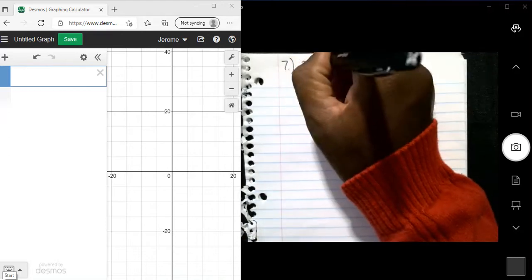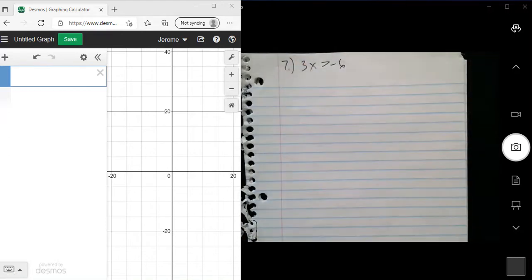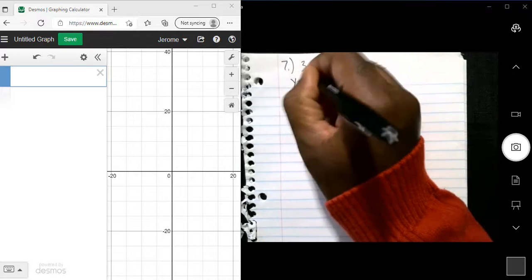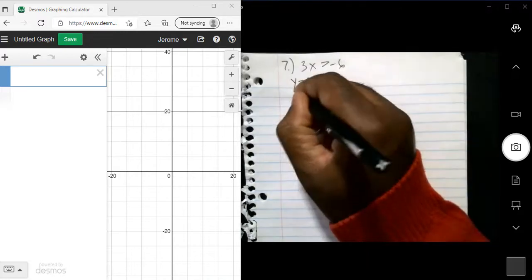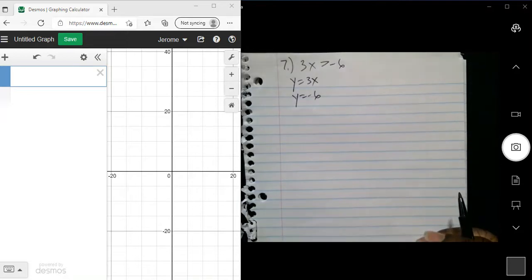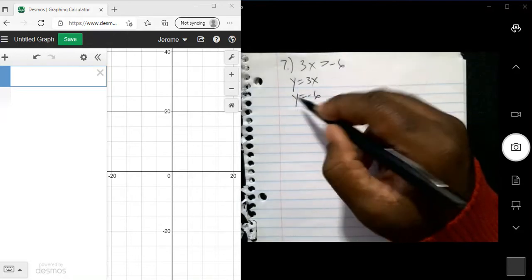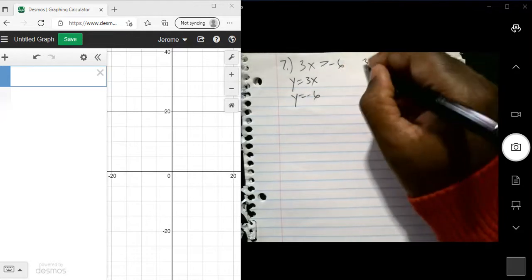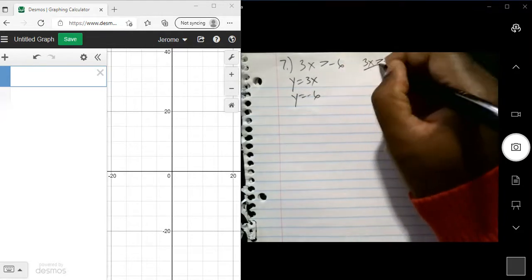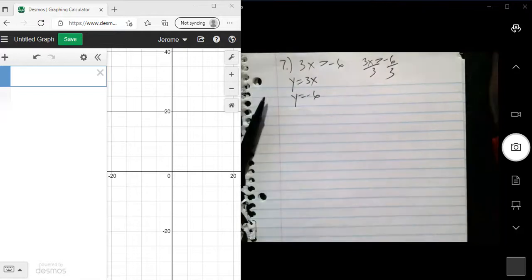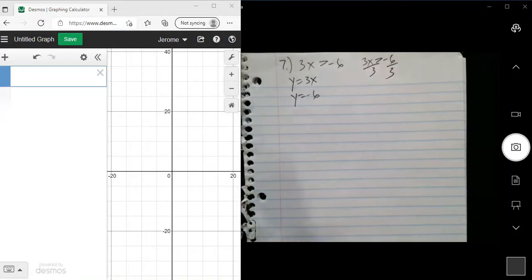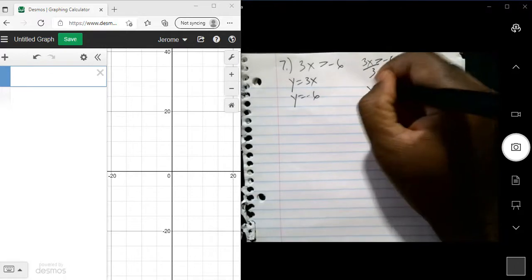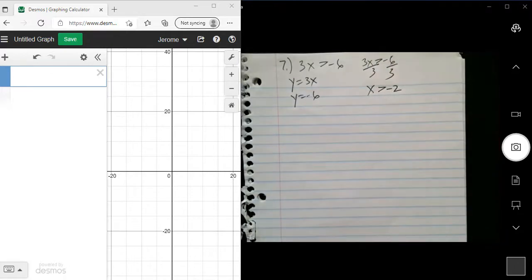Okay, with problem number 7, we have the inequality 3x is greater than -6. Now to graph this, we're going to set each side of the inequality equal to y. So we have y equals 3x and y is equal to -6. After we set these two equations, we're going to solve the inequality. We're going to divide each side by 3. Now we divided each side by 3, and we have x is greater than -2.